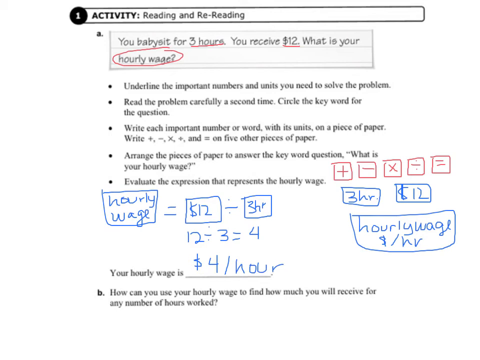And then it says, how can you use your hourly wage to find how much you will receive for any number of hours worked? So the way we can do that is we can multiply the number of hours we worked by our hourly wage. So if we worked 6 hours, then we would make 6 times $4, which is $24.